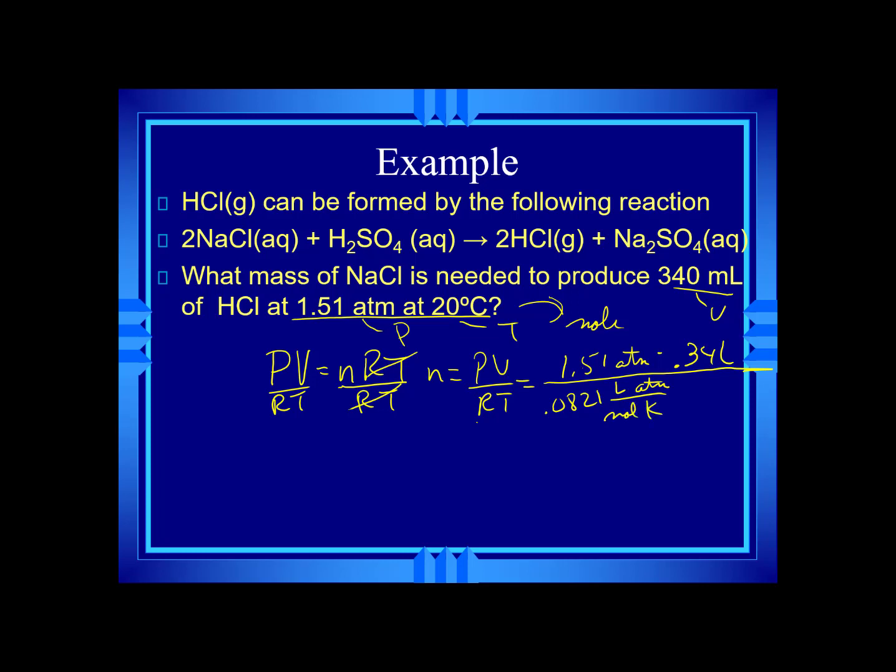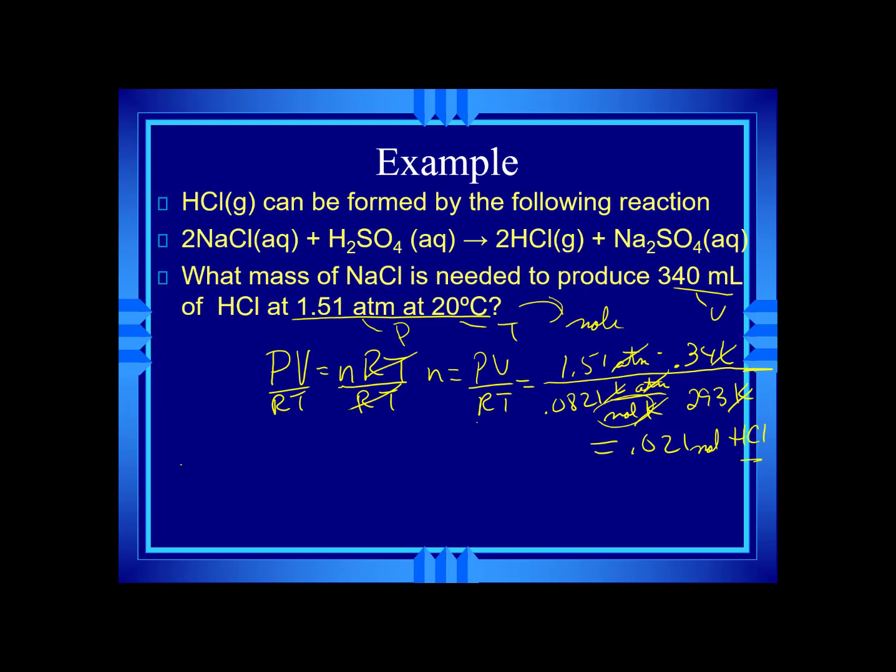And the temperature was 20 degrees Celsius, which is 293 Kelvin. I'll push the buttons: 1.51 times 0.34 divided by 0.0821 divided by 293. And that equals 0.021, only two sig figs, as in 0.34. And what units? Well, the Kelvins cancel out, the liters cancel out, the atmospheres cancel out, and I'm left with moles. And that's moles of HCl.